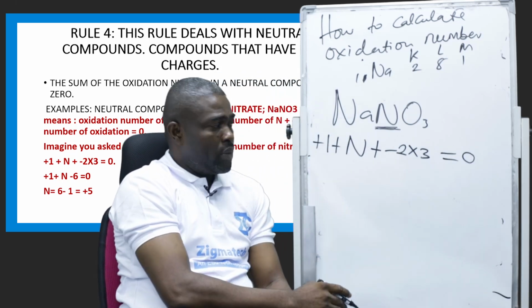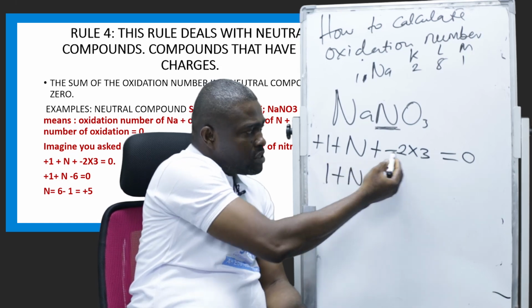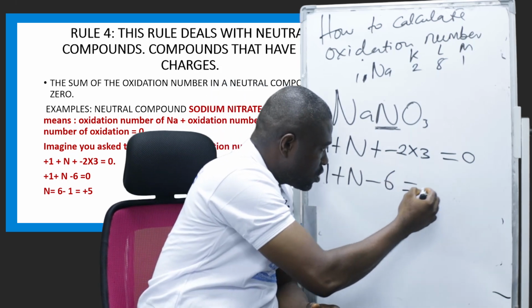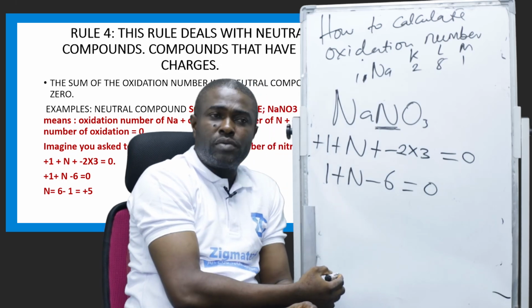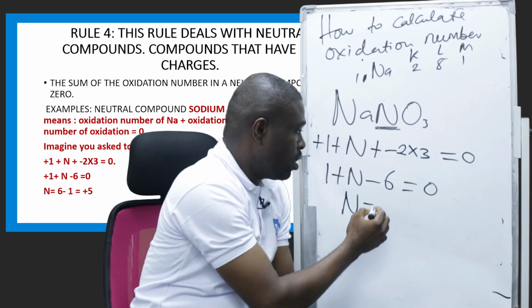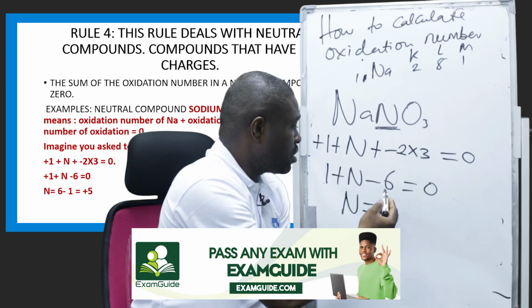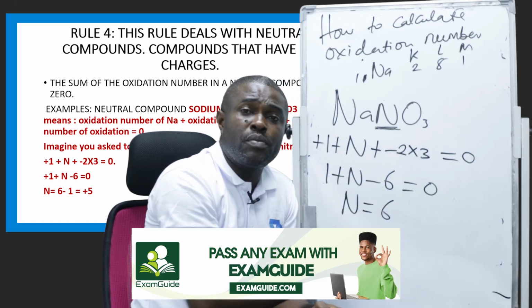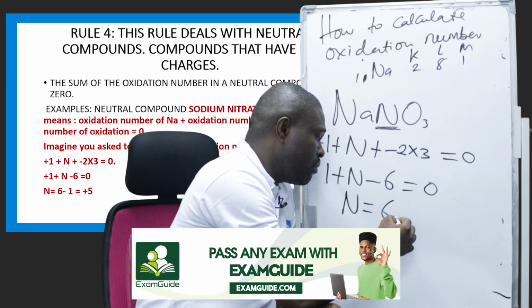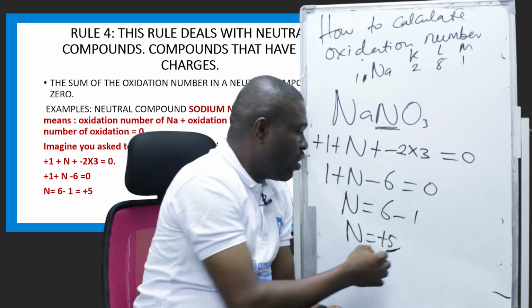This is now simple mathematics. So I have plus 1, plus nitrogen I'm looking for, plus minus 2 times 3, which is minus 6. All is equal to 0. Making N the subject of the formula, what do I have? Nitrogen becomes equal to plus 6, because definitely the minus 6 will cross the sign of equality, and definitely the minus 6 becomes plus 6. Plus 1 crossing the sign of equality becomes minus 1. So therefore, the nitrogen is equal to plus what? 5.